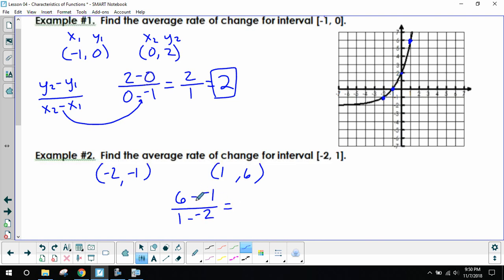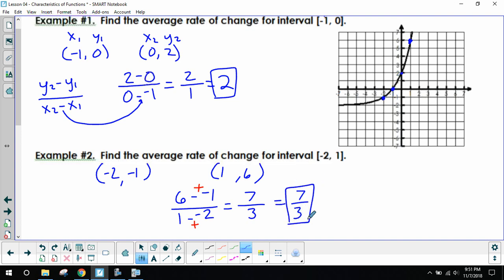That turns into a positive. Yeah, I might put it in red. That turns into a positive. That turns into a positive. So 6 plus 1 is 7. 1 plus 2 is 3. And that's okay. 7 over 3 is perfectly fine.